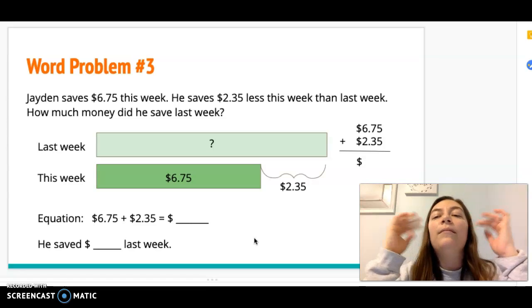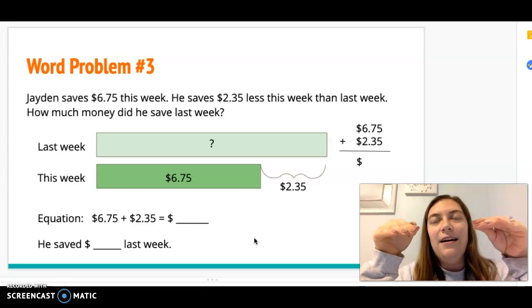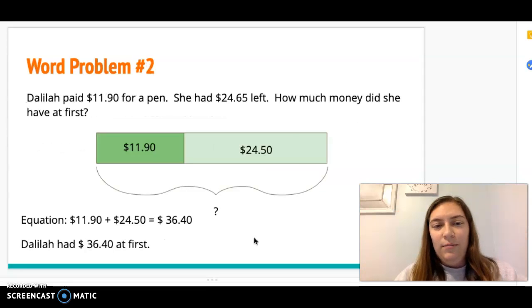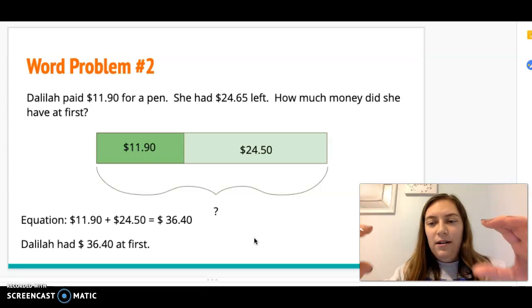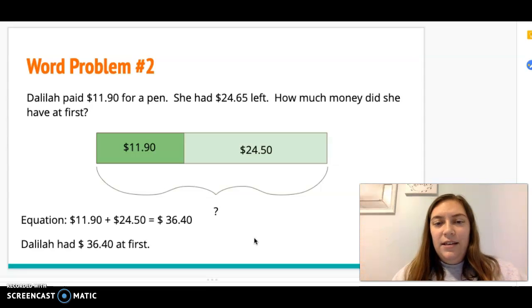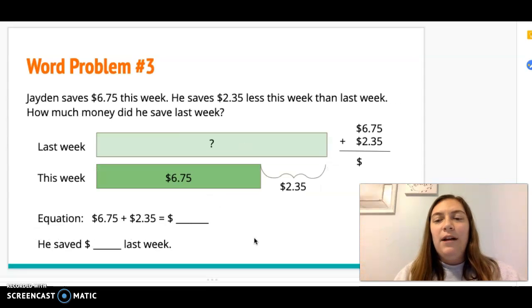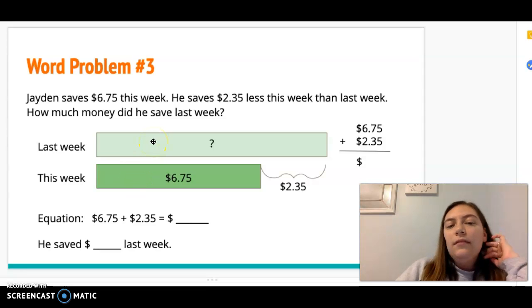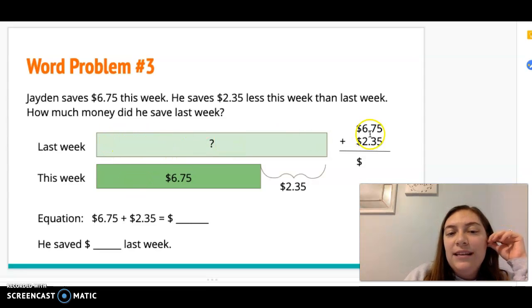So I used the comparison model instead of our part-whole model, because remember, the part-whole model is when you have a whole bar and then you split up the two different sections into parts. So the comparison model is when you have two bars next to each other and they're comparing their information. So last week is what we need to figure out.